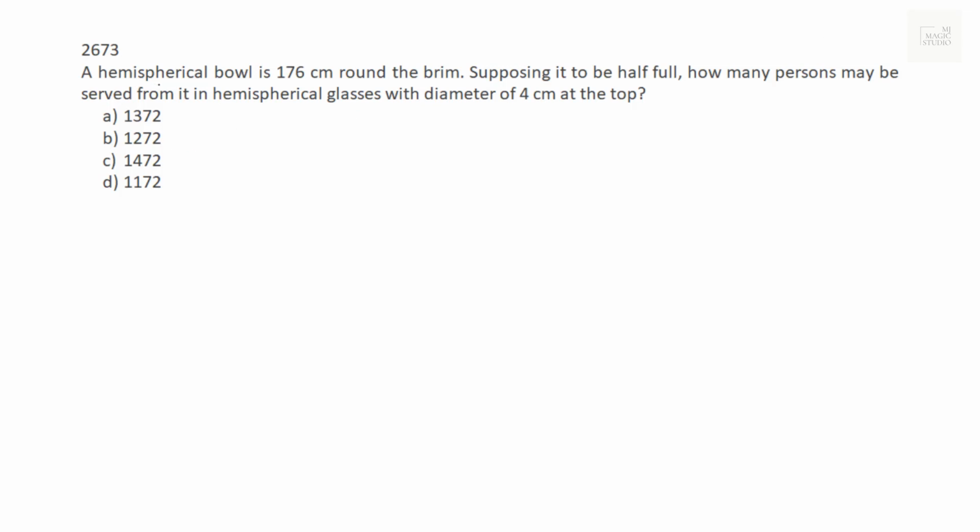A hemispherical bowl is 176 centimeter around the brim. So this is the bowl, and this circumference of the circle at the top with radius r is 176. That means 2 pi r is 176. So r is 88 by pi, and pi is 22 by 7. So this will be 4 into 7, that is 28. That means radius of this bowl is 28 centimeter.